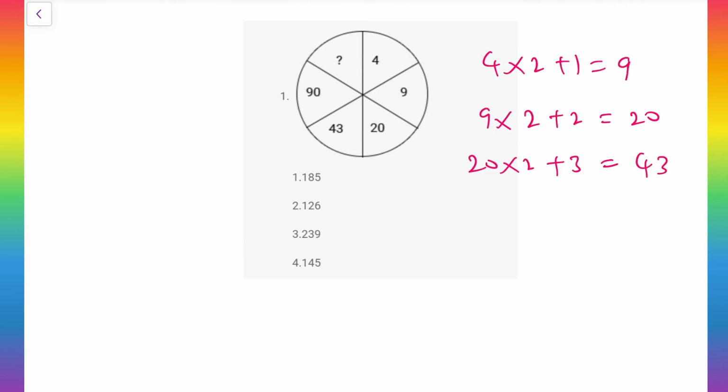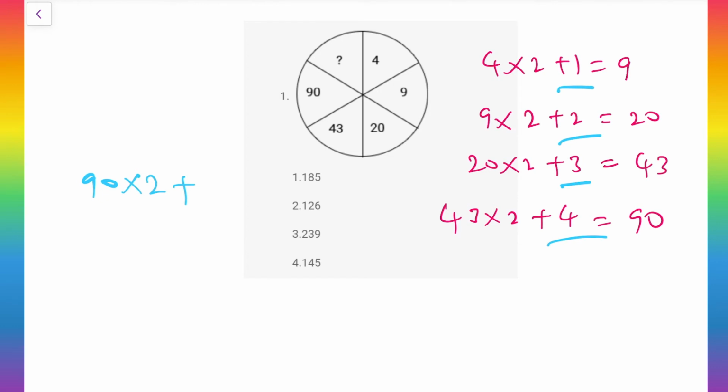So now next should be 43 into 2 plus 4, since 1, 2, 3 are completed. 43 twos are 86, 86 plus 4 is 90. Yes, that is the answer. So now finding the next one, 90 we need to multiply by 2 plus 5, since 1, 2, 3, 4 are completed. 90 twos are 180 plus 5, it is 185.